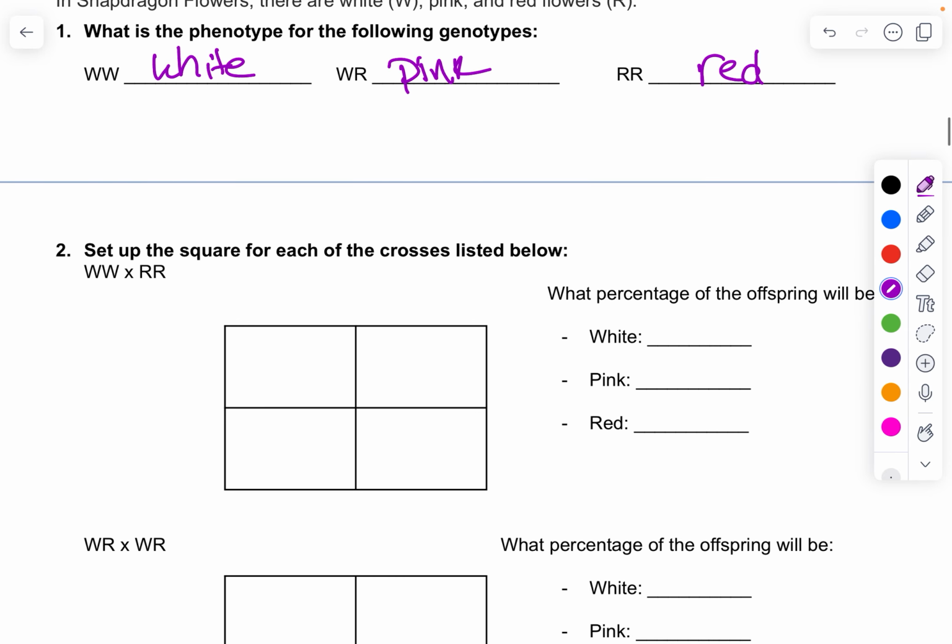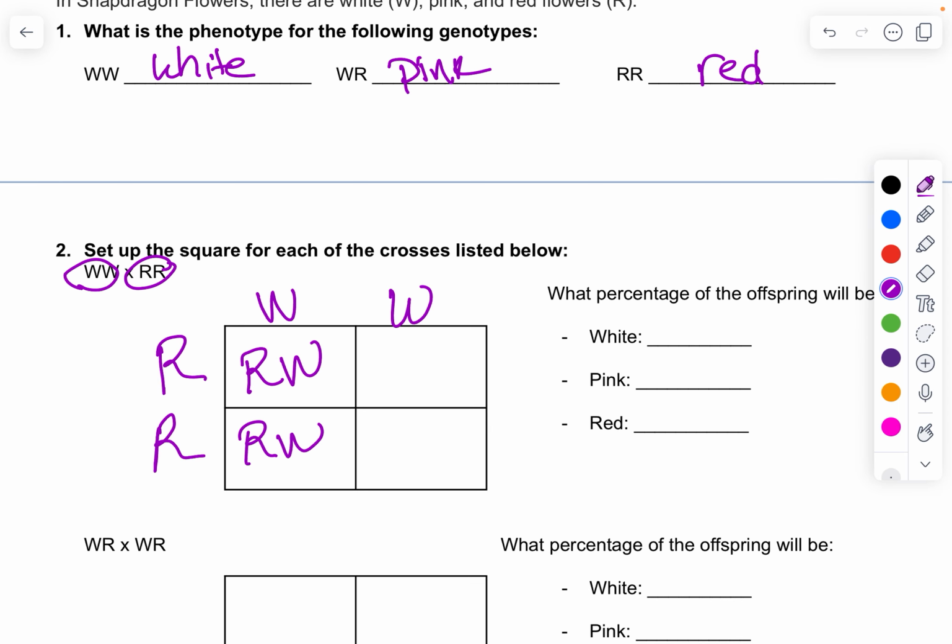So here we've got a white and a red. So we've got big W, big R, and it really doesn't matter if you do RW or WR, just be consistent. Okay, so then what percentage of the offspring will be white? Well, none of them, so 0%. Pink, we have 100%, and red, we have 0%.